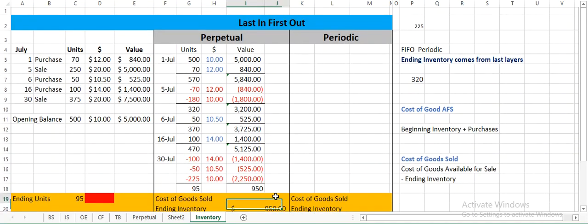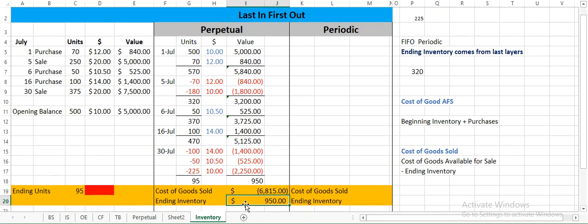And just as we did with FIFO, the sum of all of our costs related to the sales is what is going to be our cost of goods sold. So the sum of that gives me, I'm supposed to do it as a negative, $6,815 is our cost of goods sold on the perpetual method, last in first out. So again, it comes back to our $95 that's left.